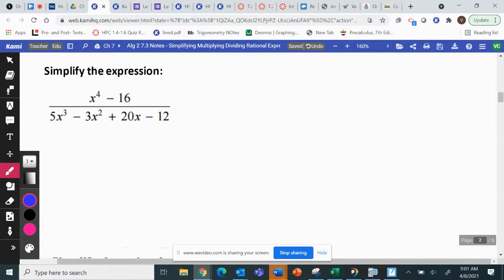So I'm going to start and we're going to simplify this expression. What is my first step, Amar? Okay, we're going to factor. On top, we have x to the 4th minus 16. This is a difference of squares. When I factor that, it's going to be x squared plus 4 and x squared minus 4.